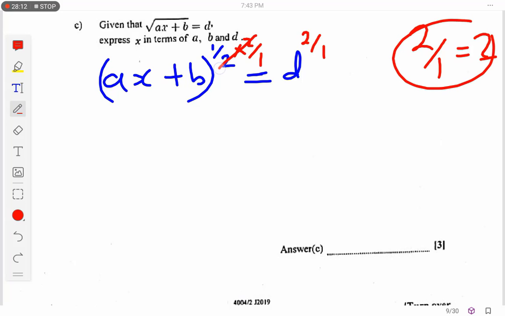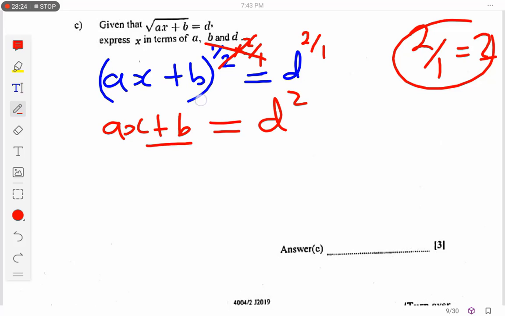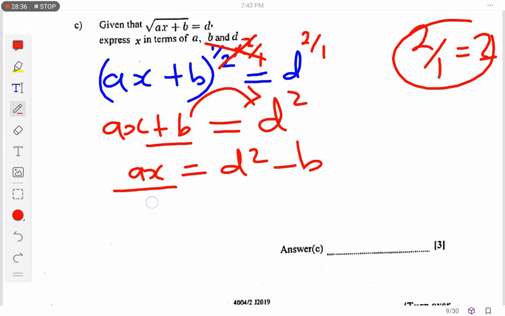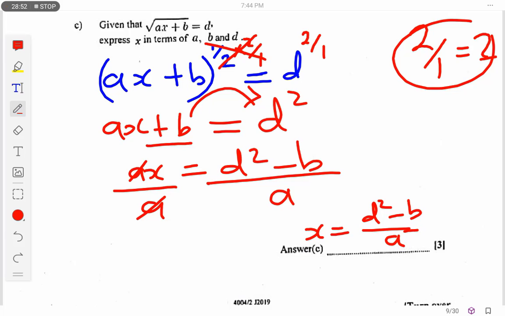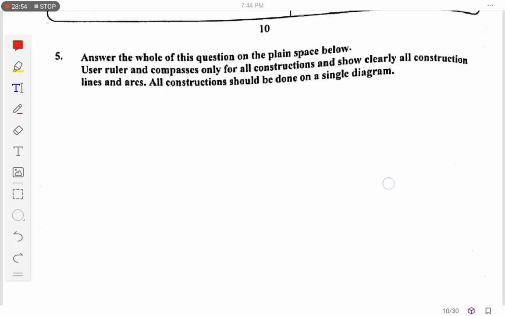So on the left side, they cancel off each other and we remain with ax plus b is now equal to d squared. We can remove the b and take it to this side, it changes sign and becomes negative. So we have ax is equal to d squared minus b. We don't want an a there, so we are going to divide by a here, and we also divide by a on that other side. So this a and this a cancel off each other. At the end of the day, our x is going to be equal to d squared minus b over a, like that. Okay, let's move on to the next question.